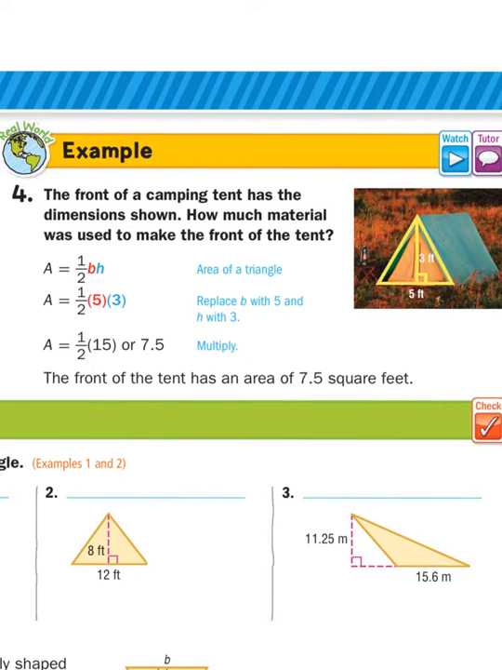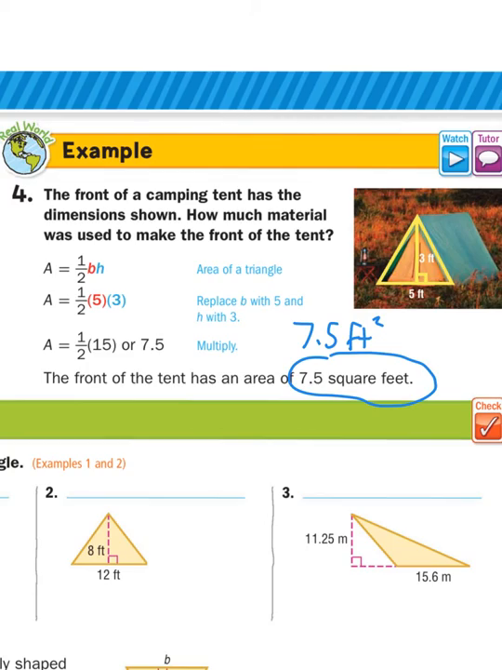Substitute, the height is 3, the base is 5, so area is half times 5 times 3. And then you just have to solve it. Area is half of 5 times 3, which is 7.5. And notice they wrote 7.5 square feet. I would write it 7.5 feet squared, but we still say square feet just because I'm a little bit lazier.